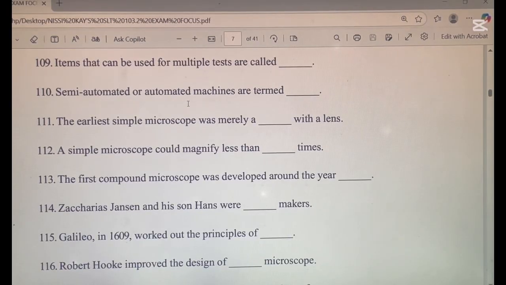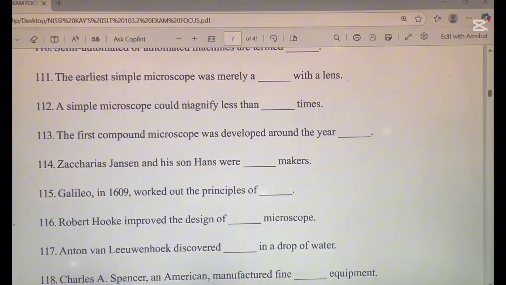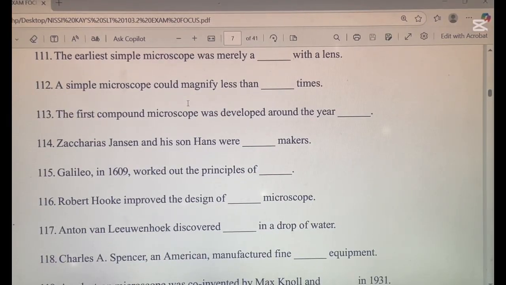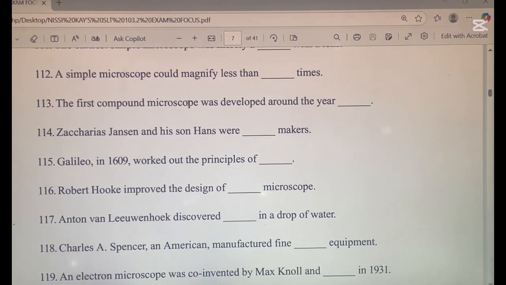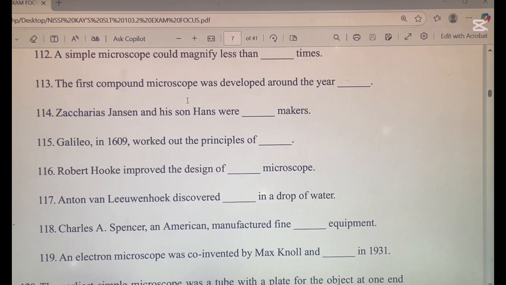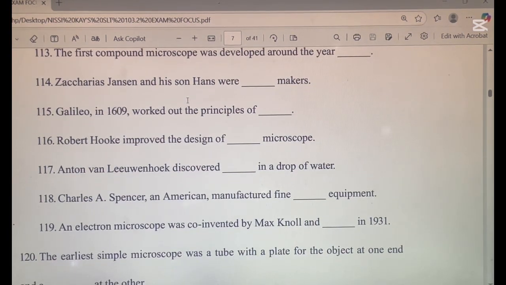The earliest simple microscope was merely a tube with a lens. Now, a simple microscope could magnify less than 10 times. Now, the first compound microscope was developed around the year 1590. Zacharias Janssen and his son Hans were spectacle makers. Now, Galileo in 1609 worked out the principles of lenses.